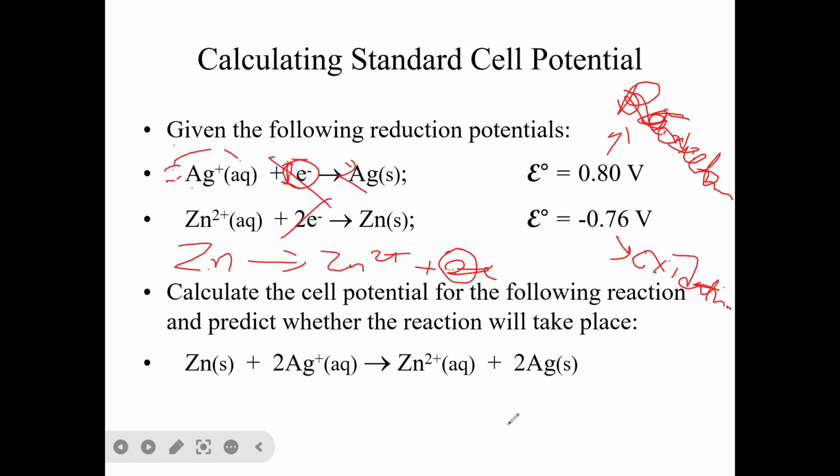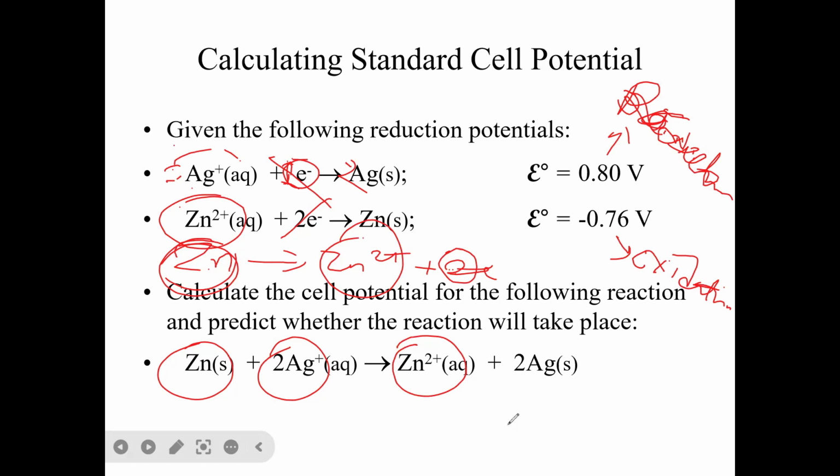We now have zinc. We take this zinc. We have it here. Then we now take this 2 silver ion. We have it here. And then we have, of course, zinc 2 plus here, which is this one. And then we have 2 silver ion. So we have this as the overall reaction. So this is what happened here.